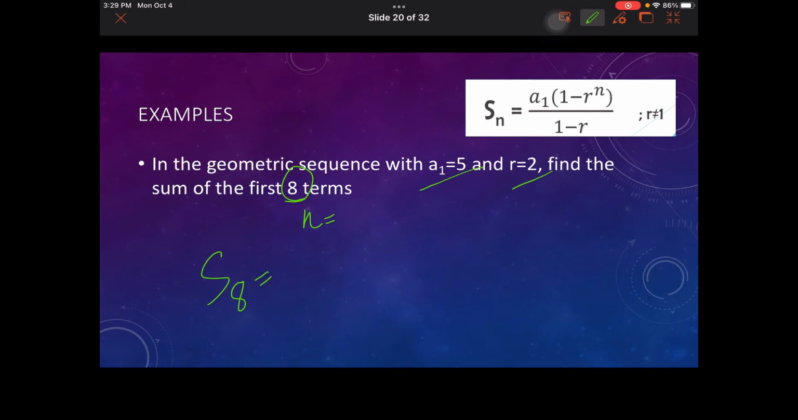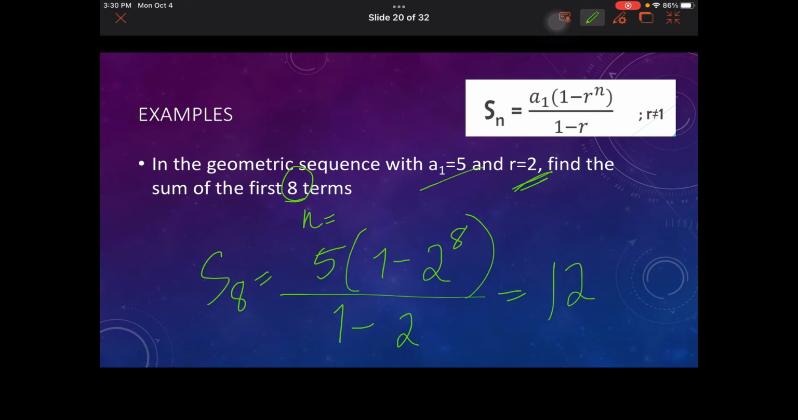Mag-i-input na lang po tayo sa ating formula. We have the first term is 5 times 1 minus r. That's 2. Binigay na niya. Our n is 8. And then, close parenthesis, meron tayong 1 minus 2. Okay. So, i-calculate natin ito. Ang makukuha po natin ay minus 1 tapos times 5, 1,275. Yay!